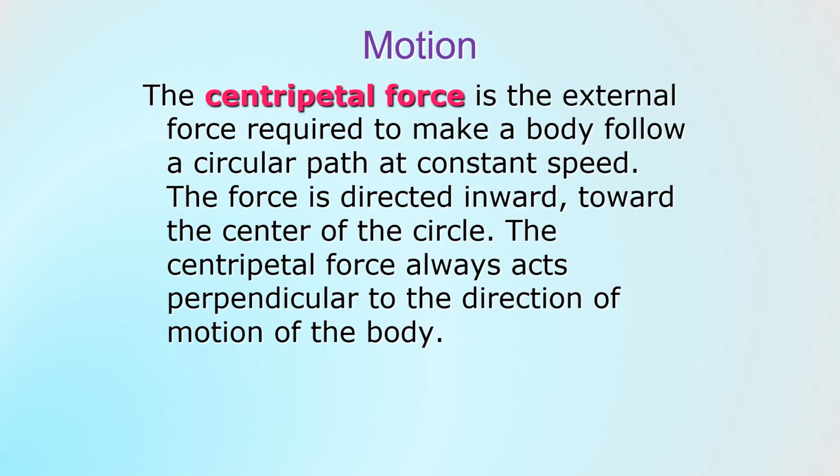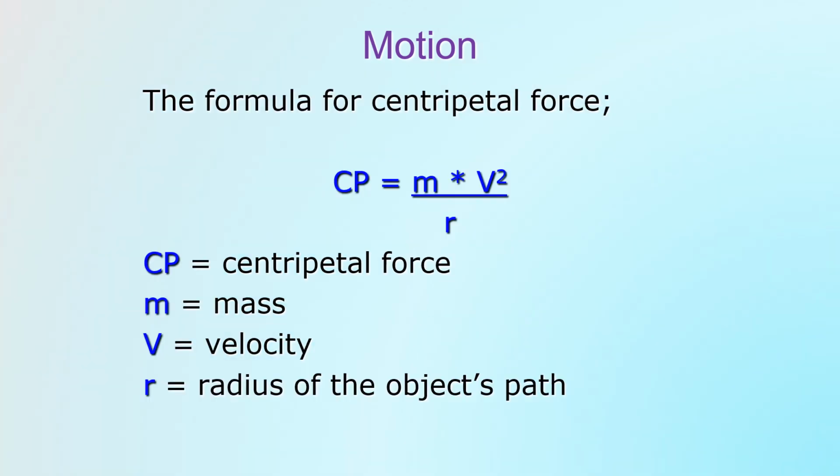The centripetal force is the external force required to make a body follow a circular path at a constant speed. The force is directed inward toward the center of the circle. The centripetal force always acts perpendicular to the direction of the motion of the body. We can calculate the centripetal force acting upon an object by multiplying the object's mass by the square of its velocity divided by the radius of its path.